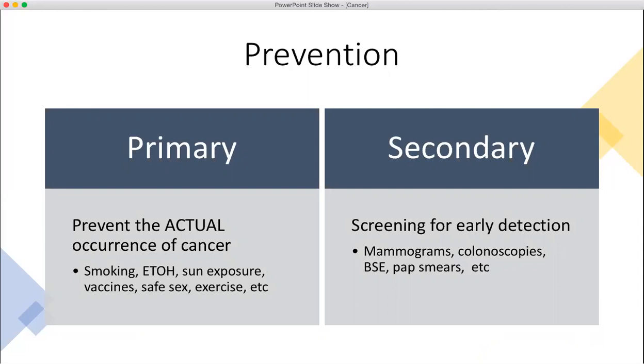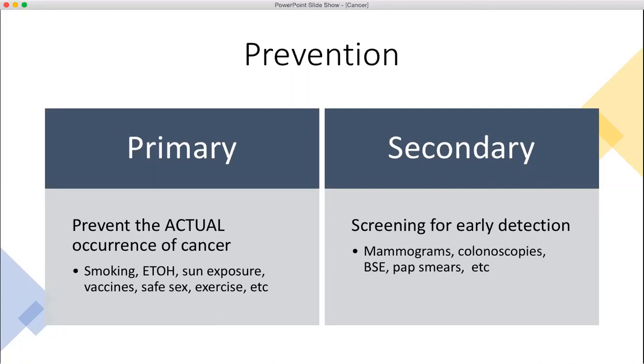Primary prevention is preventing the actual occurrence of cancer. So that's things like avoiding smoking, right? If we know that cigarette smoking increases the risk of cancer, then let's just not do it at all. Avoidance of alcohol, sun exposure, right? Skin cancer is caused directly by overexposure to the sun, the UV rays in the sun. So we use preventative measures when we are out in the sun.